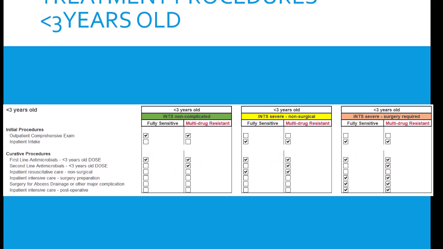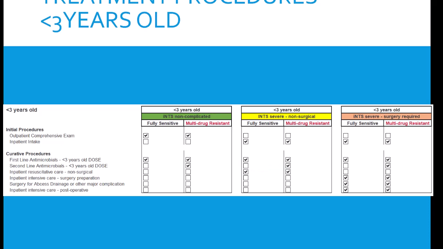Those who have multi-drug resistance will also then get the second line of antimicrobials, while those people who have fully sensitive cases are getting only the first line antimicrobials. Inpatient resuscitative care, non-surgical, is reserved for those cases that are INTS severe non-surgical, whether fully sensitive or multi-drug resistant, as you can see here.